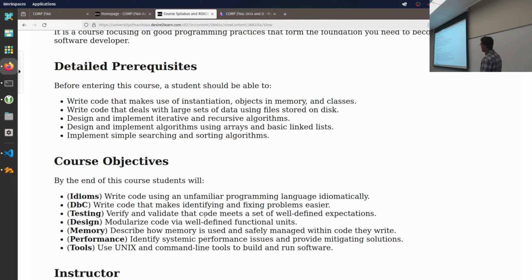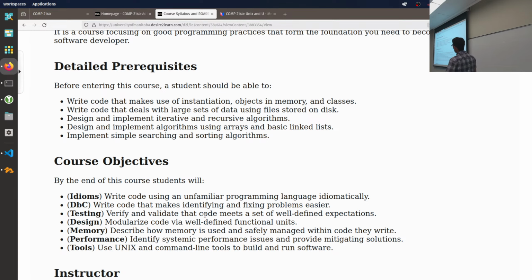The things that I want you to be able to do before you're coming here are things from Comp 1020. I want you to be able to write code that makes use of instantiation, objects in memory, and classes. So building up some small hierarchy of classes in Java. I want you to know how to construct a new instance of a class, using the new keyword to call the constructor of a class in Java.